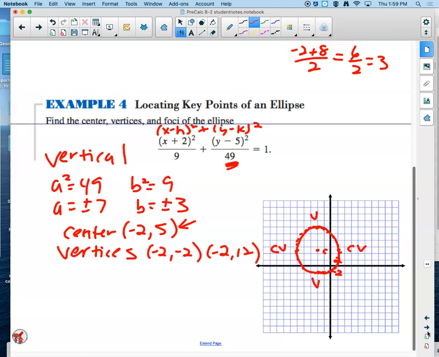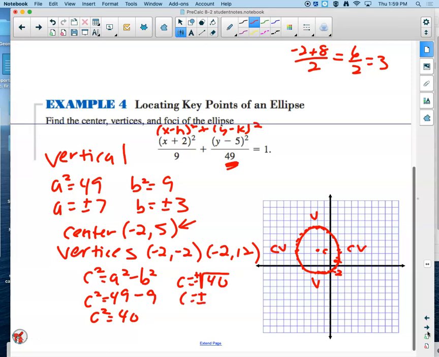And then they also wanted us to figure out the foci. And that we don't have up here yet because we haven't found c. So c squared equals a squared minus b squared, and c squared will equal 49 minus 9. C squared equals 40. So c equals plus or minus the square root of 40, which this time we can simplify: square root of 4 times the square root of 10. So c equals plus or minus 2 square roots of 10.